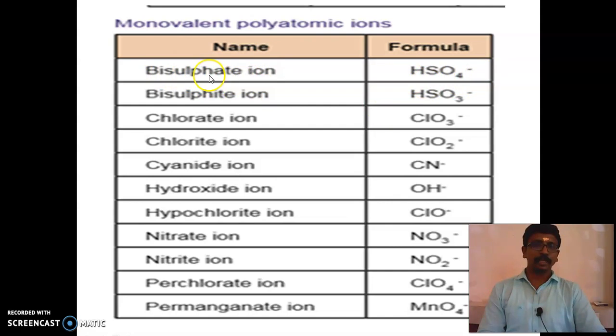Here, the formula for bisulfate is HSO4 minus, and bisulfite is HSO3 minus. Sulfate is SO4, sulfite is SO3. Chlorate is ClO3 minus, and chlorite: ate is ClO3, ite is ClO2. Next is cyanide, that is CN minus.